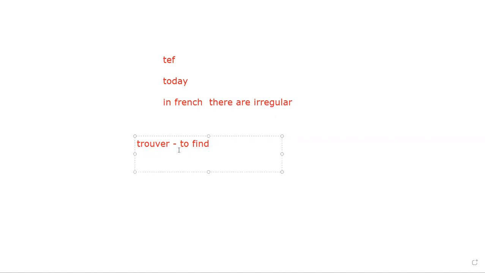Now, the second verb we have is étudier. Étudier. E sound, we have E like that. So we have trouver, étudier. Now, for example, this is a verb which is ending in er. So now tell me, what is the formula of an er-ending verb?